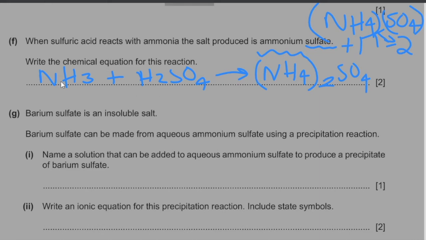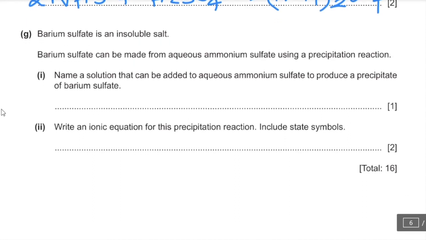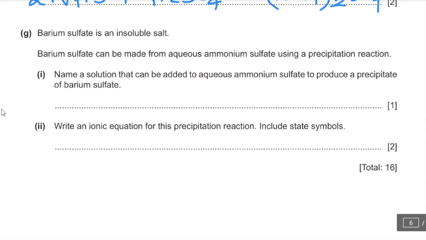And that's it, along with balancing the equation as well. G. Barium sulfate is an insoluble salt. Barium sulfate can be made from aqueous ammonium sulfate using a precipitation reaction. 1. Name a solution that can be added to aqueous ammonium sulfate to produce a precipitate of barium sulfate.